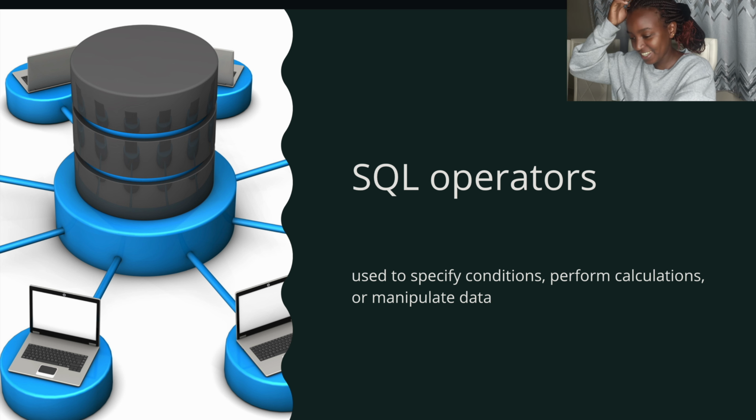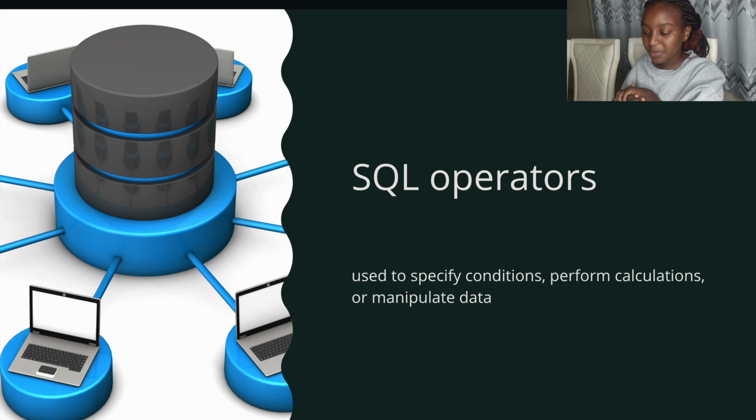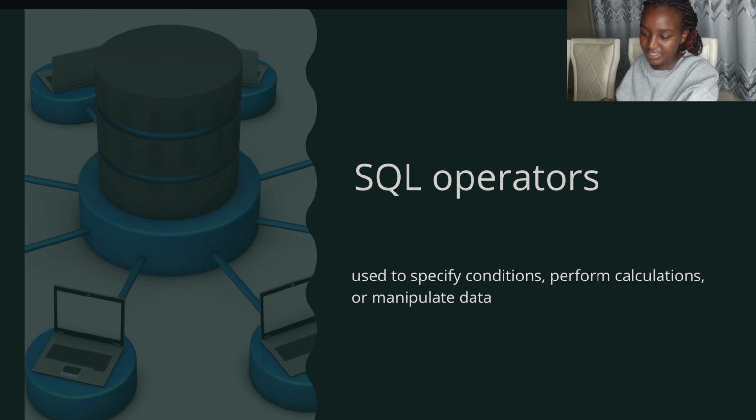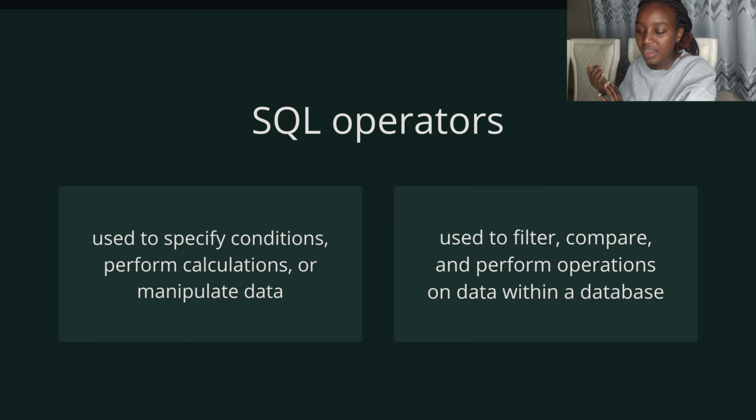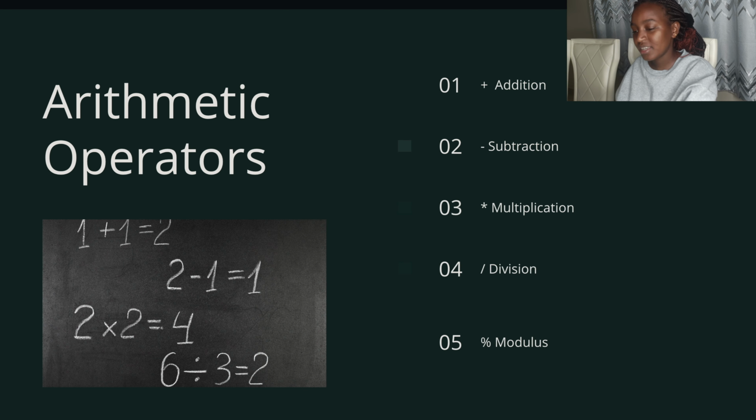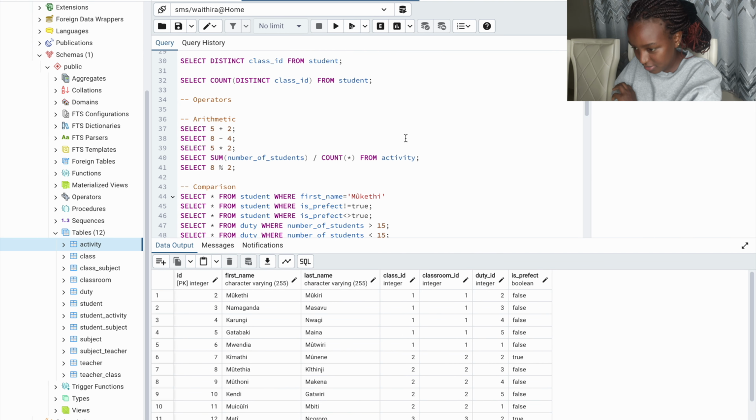Let's just look at SQL operators. We've gone through the code first, but like I said, they are used to specify conditions, perform calculations, and manipulate data. They are used to filter, compare, and perform operations on data within a database. You've seen the examples: arithmetic, we've gone through them, addition, subtraction, multiplication, division, modulus. We've actually not covered modulus.